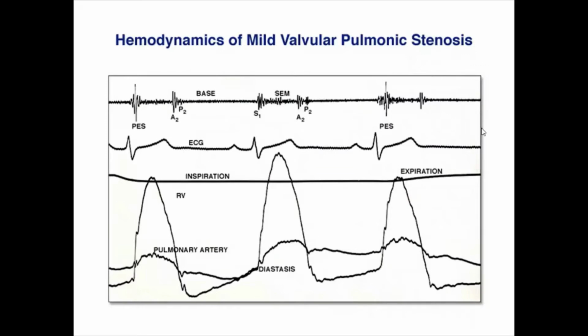Here I wrote the diagnosis, but I want you to describe. Here again, simultaneous hemodynamic tracing between the RV and pulmonary artery with ECG tracing, respiratory phases, phonogram, and there is a systolic gradient between RV and pulmonary artery to a lesser extent than the previous one. So this goes with mild valvular pulmonary stenosis. And we have an ejection systolic murmur. We have the first heart sound and the second heart sound, which is split.